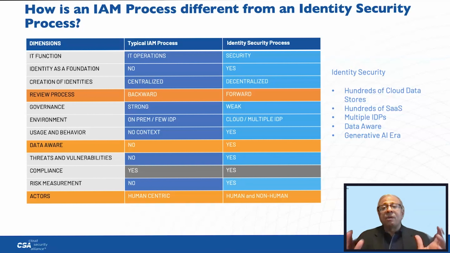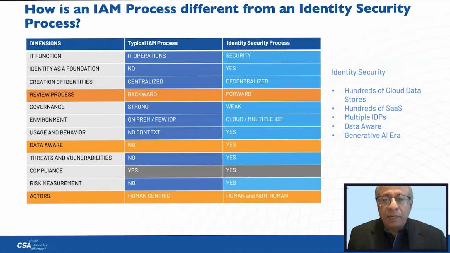Now, the identity security process is a very different dimension. Its focus primarily is on security. What is the role of identity from a security perspective? And why is that? Because identity is now the foundation of modern cloud security. You cannot spin up anything in the cloud without an identity and an entitlement.